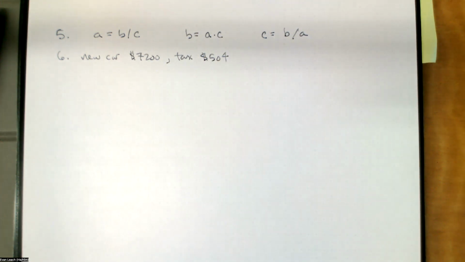Next, we have a little bit of a variation. I've got a new car, $7,200, and the tax on that car is $504. The question is, what is the tax rate? How are we going to express a tax rate?